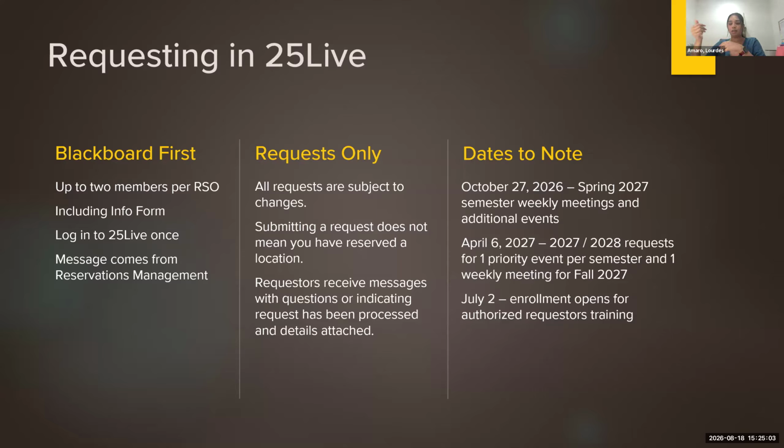And all of that reset in July. So maybe if you were a requester before and now can't do it, you might need to retake the training again and go through that process to be able to put in your requests for this semester. So just keep that in mind. But once you do all of that training, fill out that info form, log into 25 Live, you'll be able to do the reservation request form, and you'll get a confirmation message from reservations management.